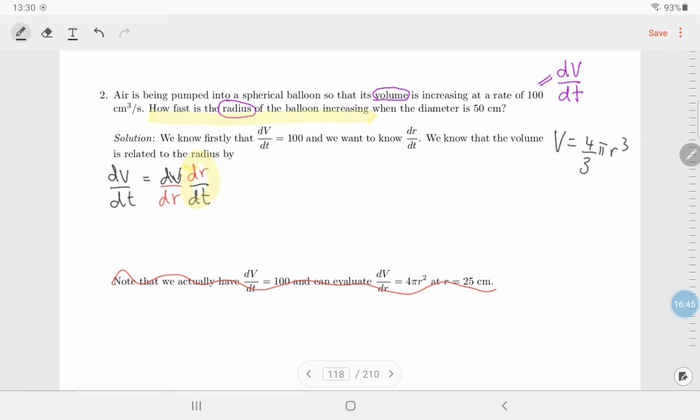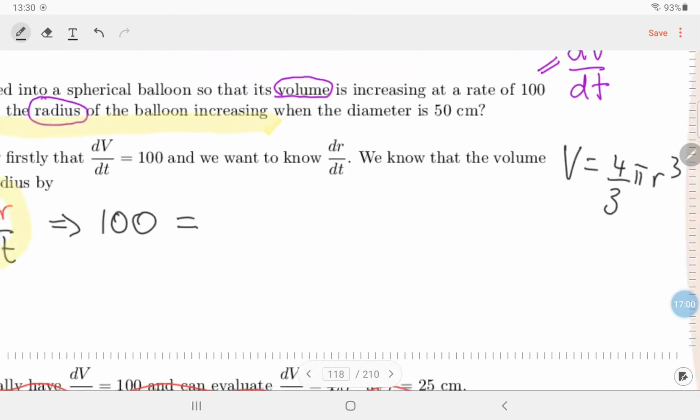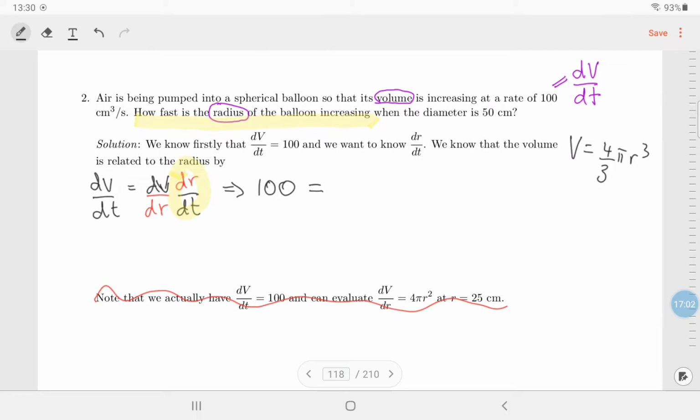So what have we got? dV/dt we know. Now let's just calculate dV/dr, and then we can put in the value of r a little later. So dV/dt is equal to 100. What's dV/dr? So we want to differentiate this volume with respect to radius. So we have a constant 4/3 pi, and then differentiate r cubed. The derivative of r cubed with respect to r is 3r squared. We can simplify that if we want to, but we don't really need to.